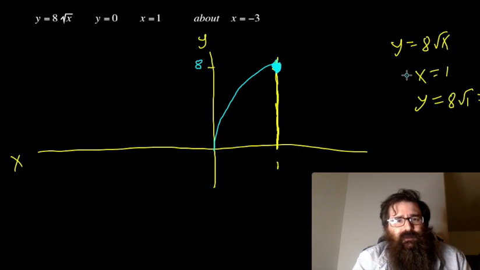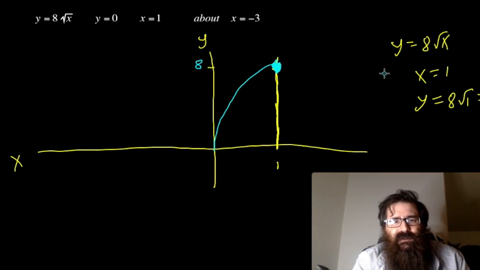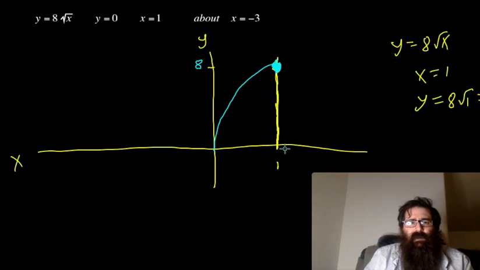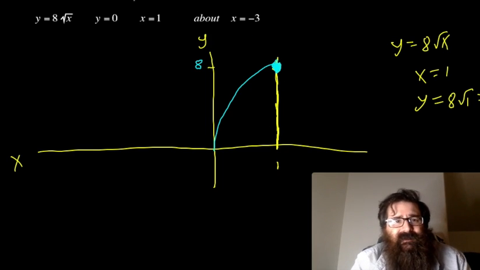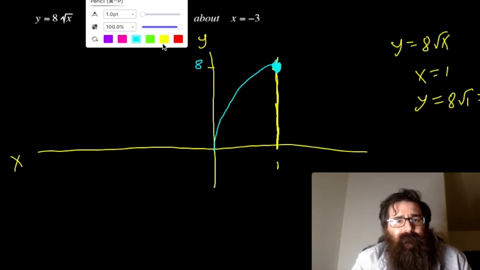Okay, not so bad. So then I want to rotate this. I have my region dictated by, here we have y equals 0, the x-axis, x equals 1, this vertical line, and then y equals 8 radical x, this curve in blue. I want to rotate this about the line x equals -3.